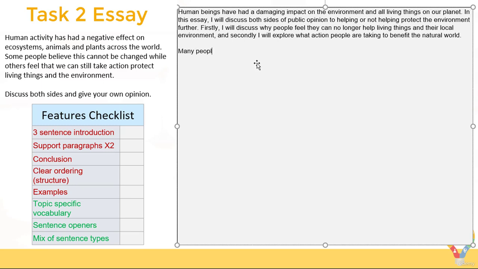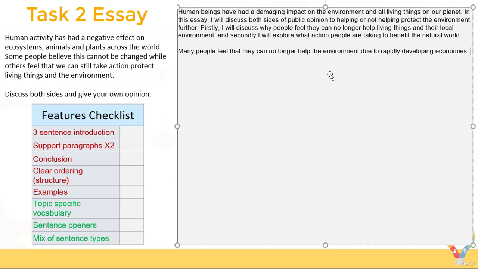Many people feel that they can no longer help the environment due to rapidly developing economies. Okay, so we've made our topic sentence. So we're going to be talking about rapidly developing economies.